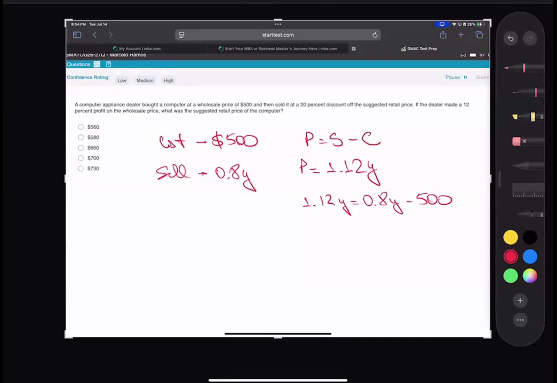What is wrong? It's 12% of the wholesale price. So it's 12% of 500, the wholesale price. 500 times 12%. Okay? 60. What is 60? So it's 560. Okay. This is not didactics.